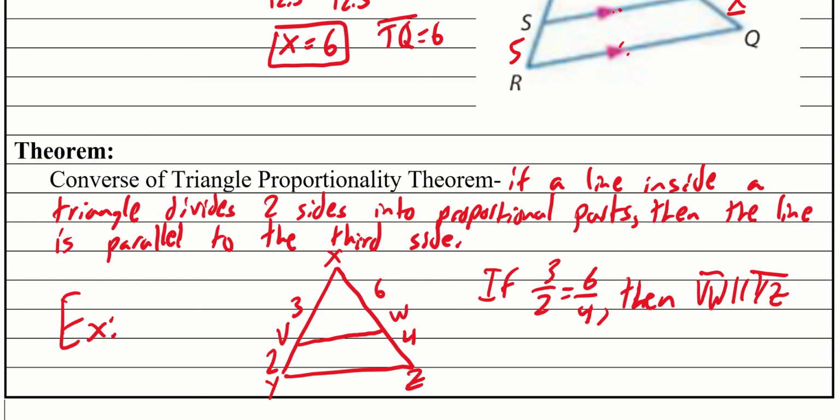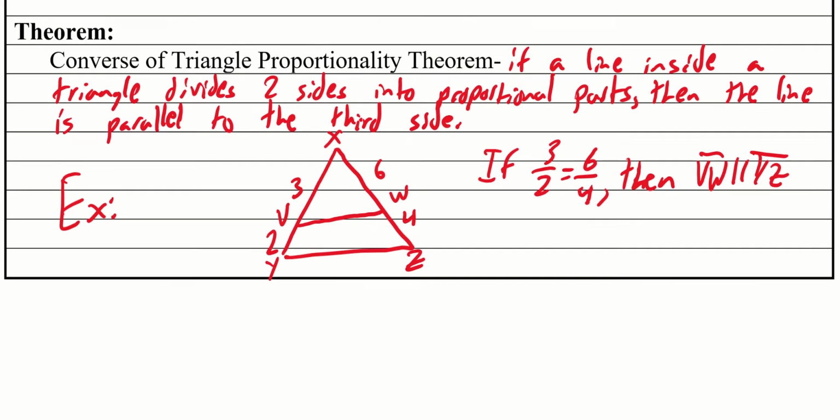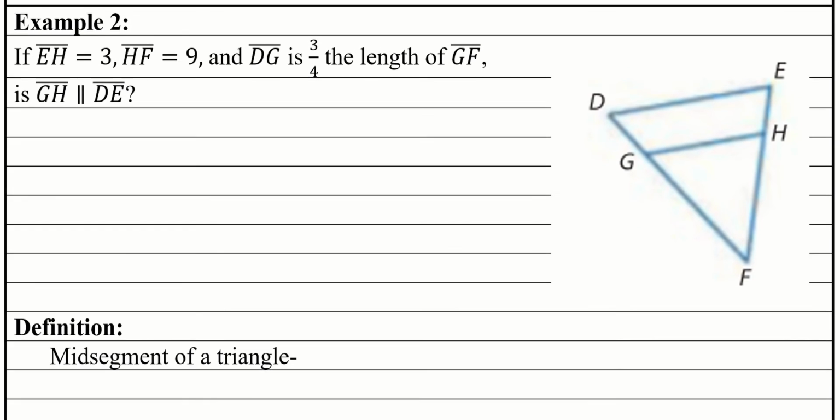Okay, so practicing this a little bit, making sure we understand what this means, or how I would use this in an example here. Let's say we have example 2, where we have this triangle here. We're told EH has a length of 3, HF has a length of 9, and then we're just told that DG is 3/4 the length of GF. And it's asking the question, is GH parallel to DE here? Okay, so again, just like we did in the last one, I'm going to go ahead and label the information that I'm given here. So EH is 3, HF is 9, and in DG, we're not really told what the length is. We're just told it's 3/4 the length of GF.